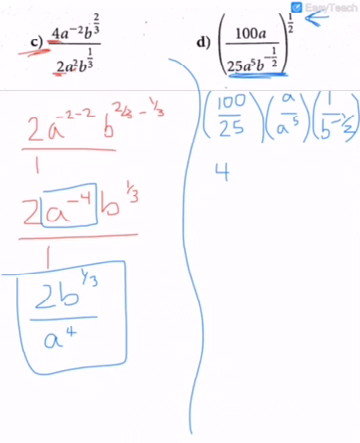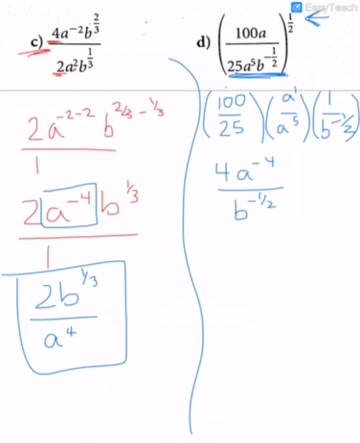So let's start with 100 divided by 25. That's just 4. A to the power of 1 divided by a to the power of 5, we subtract the exponents. So we'll get a to the power of negative 4, because 1 minus 5 is negative 4. And then I still have that b to the power of negative 1/2 on the bottom.